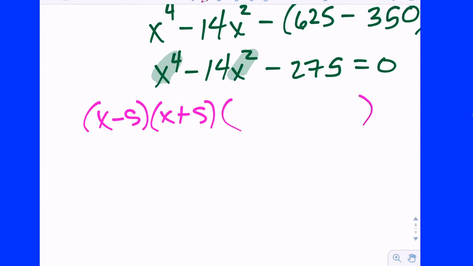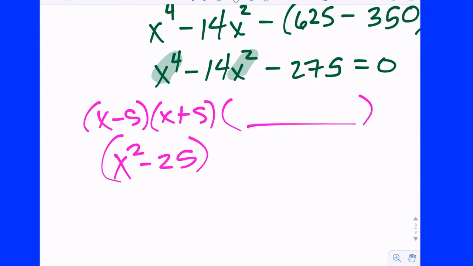And so you could do one of two ways. You could say that that's x squared minus 25, and then do long division, the fourth degree polynomial divided by the quadratic, and come up with your quotient, which would be the other factor. Or you can use x squared minus 25 as a way to help you factor it, right? We already said it factors maybe into x squared plus or minus something.